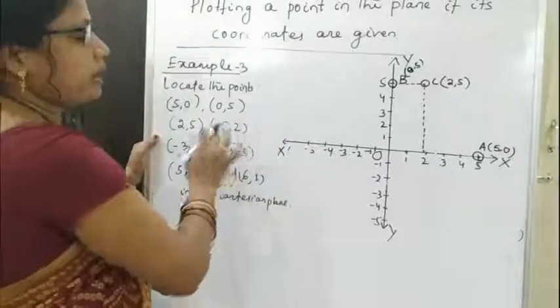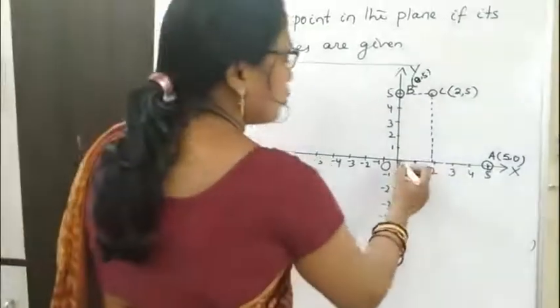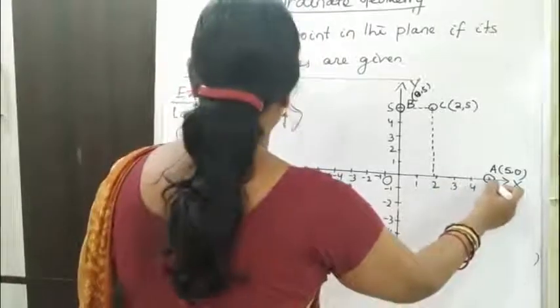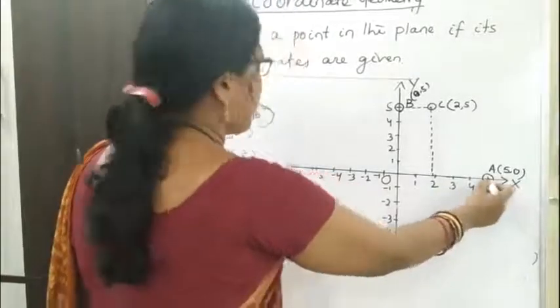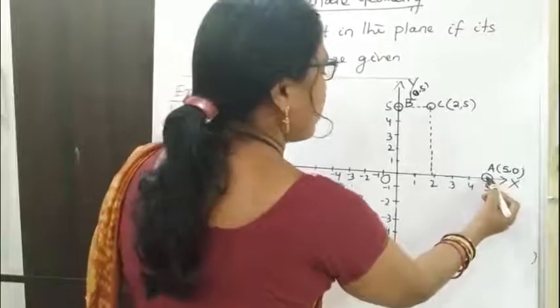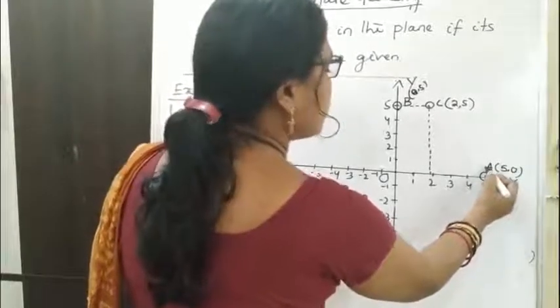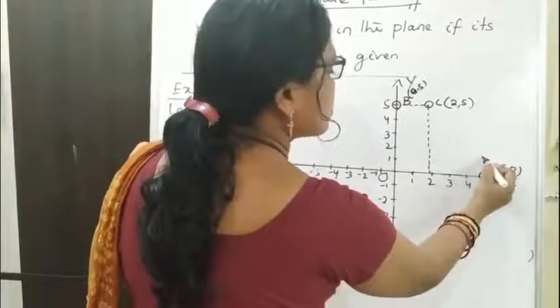Then next is (5, 2). 5 is the x coordinate. We will move 5 along the x-axis in positive direction. So this is 5. Then 2, 2 is our y coordinate. So we will move along the line parallel to y-axis up to 2 units. So this.